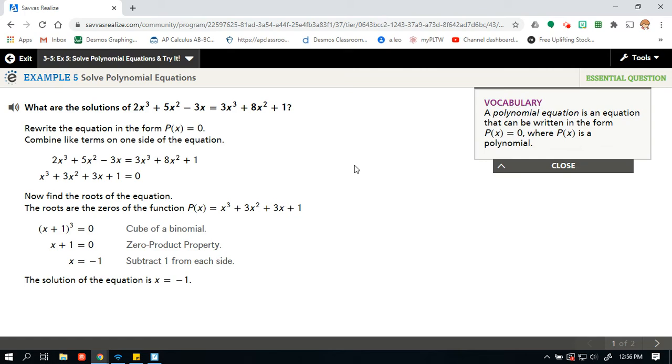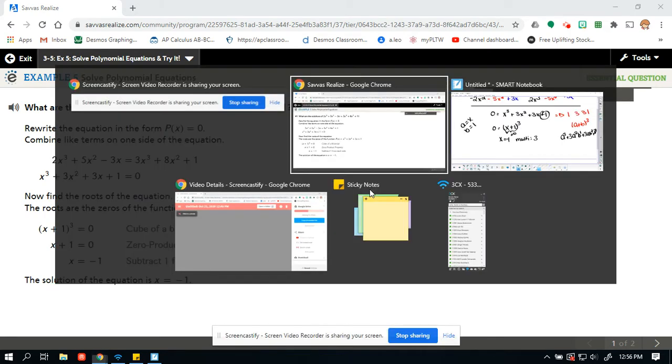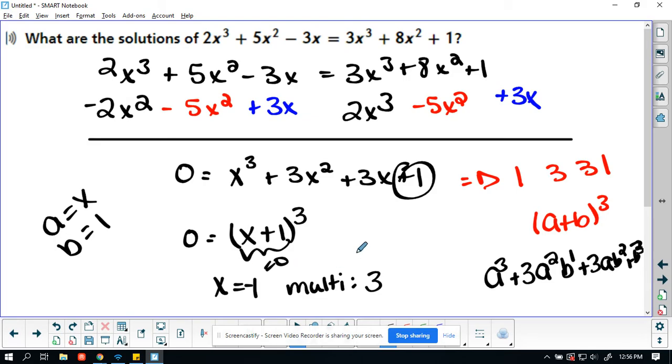Okay, so let's look at the vocabulary. A polynomial equation is an equation that can be written in the form of p of x equals 0, where p of x is a polynomial. Again, we did that. We got this equal to 0.